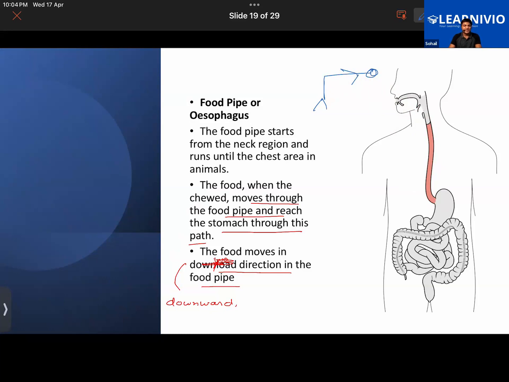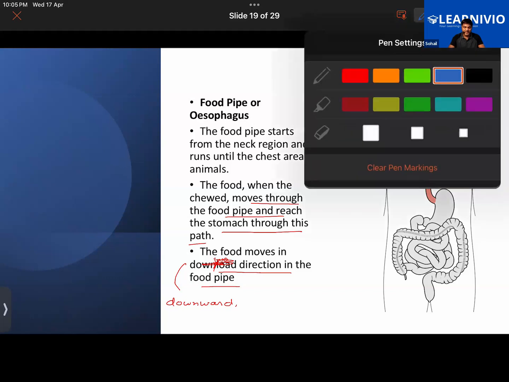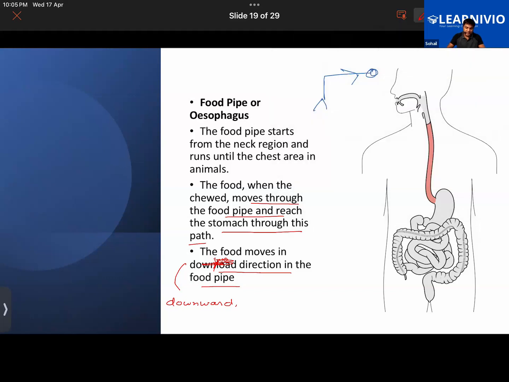So actually, there's a kind of movement that happens in the food pipe called peristalsis movement. So what is peristalsis movement? Peristalsis movement basically happens while you are eating the food. Now, your esophagus will look kind of like this. So what you can understand from here is that a series of wave-like muscular movements takes place in the food pipe, which allows the food to pass through it.